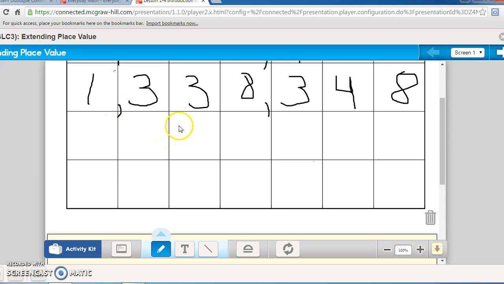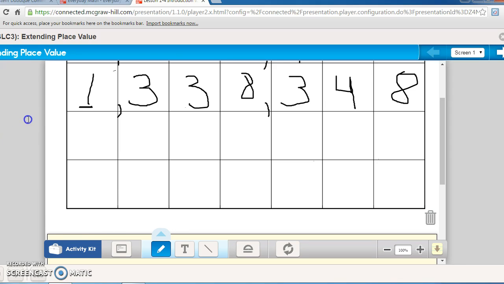Is this number closer to 1 million or 2 million? Read the number to yourself again. 1 million, that's the only number in front of this comma, so 1 million. These three numbers we say together, 338, and it stops in the thousands, so it's 338,000. And then these three numbers together, 348. Is it closer to the 1 million or is it closer to 2 million? Hopefully you know it's 1 million. And how do we know?